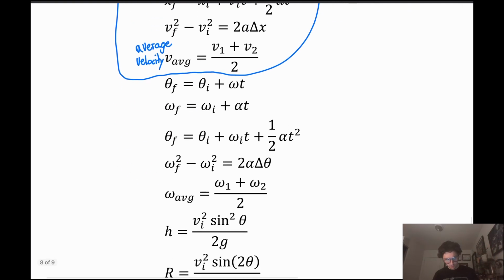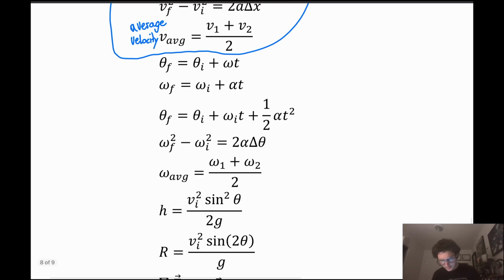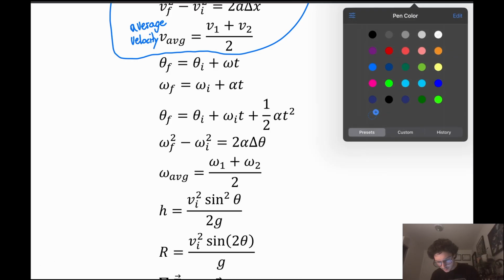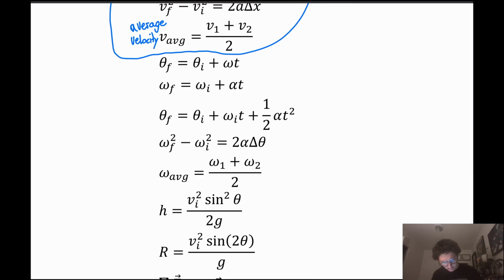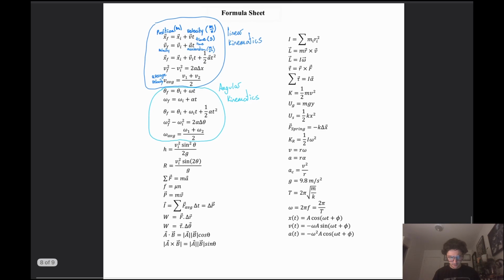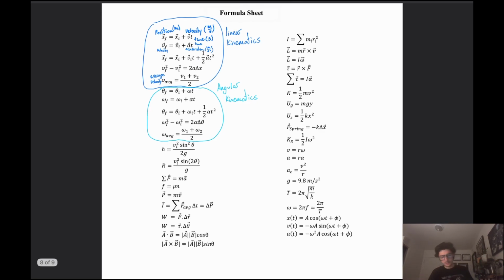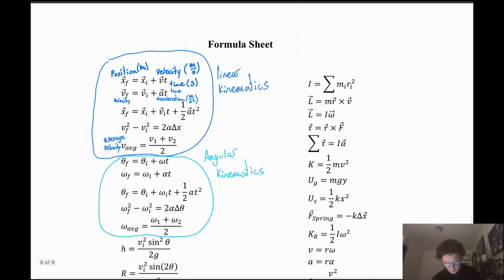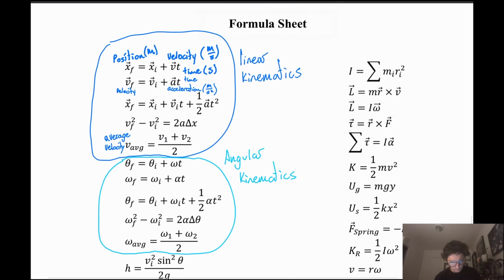Now we're going to move on to, I'm going to circle all of these in, let's do a different kind of blue. Let's do this light blue because these are very similar. So I'm going to circle all of these here. And here I'm going to do angular kinematics. Okay, so check this out. We've already done like a quarter of the equations. And trust me, they are very, very similar. So take a look at this. I just want to outline to you how similar these equations are.